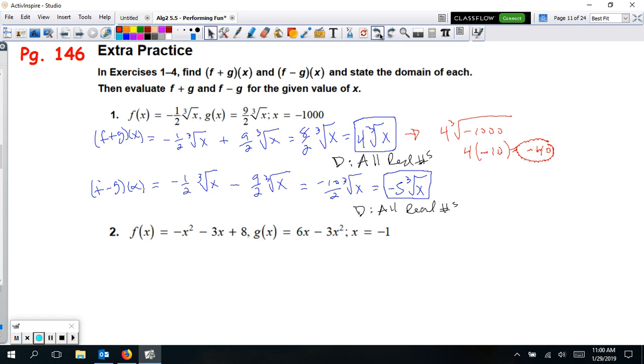And then the next one, we're going to replace the x here also with negative 1,000. So it's negative 5 times the cube root of negative 1,000, which we already saw is negative 10. So now it's just going to be negative 5 times negative 10, which would be positive 50. So there's our evaluations of f plus g and f minus g for negative 1,000.